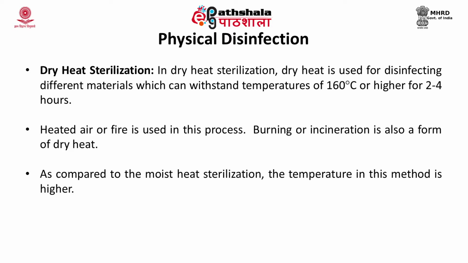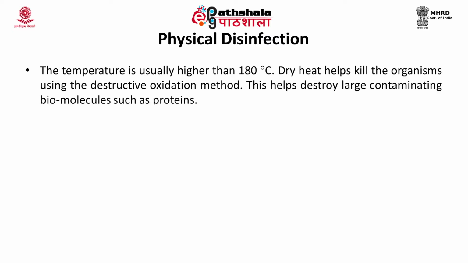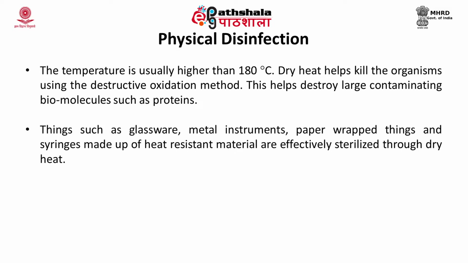As compared to moist heat sterilization, the temperature in this method is higher. The temperature is usually greater than 180 degrees C. Dry heat helps in killing organisms using the destructive oxidation method. The essential cell constituents are destroyed by the heat treatment and therefore the microbial cell or organism dies. The temperature is maintained for almost an hour to kill the most difficult resistant spores.